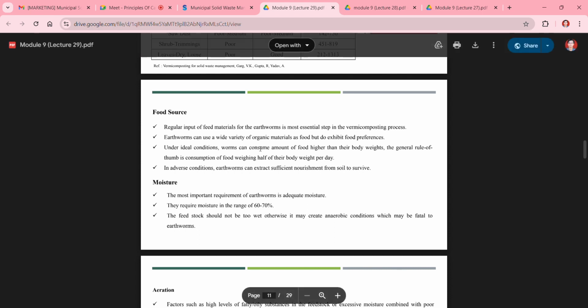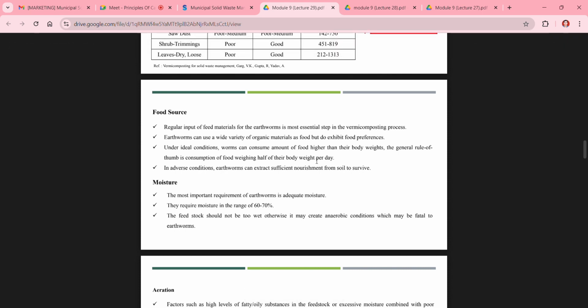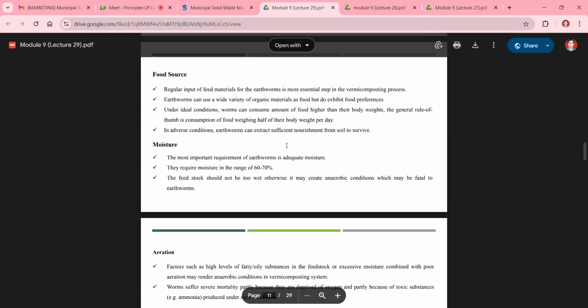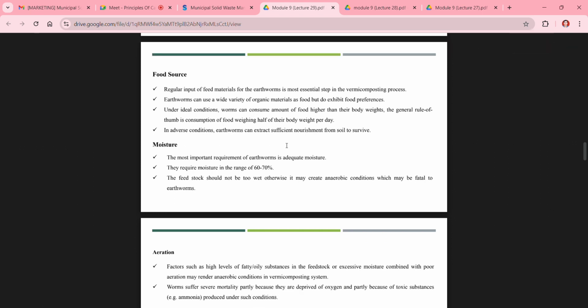Then under ideal conditions, worms can consume an amount of food higher than their body weight. The general rule of thumb is consumption of food weighing half of their body weight per day. So if the weight of the worm is around 1 gram or 5 grams, they are going to consume around 0.5 to 2.5 grams of food material per day according to their body weight. In adverse conditions, earthworms can extract sufficient nourishment from soil to survive.